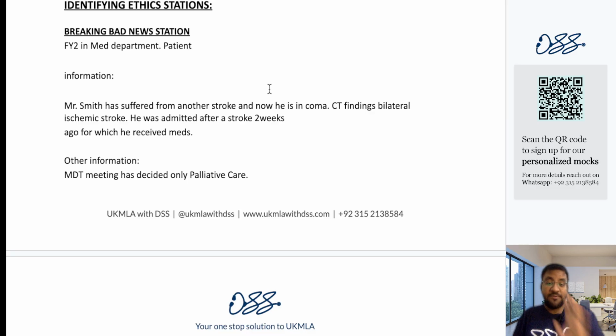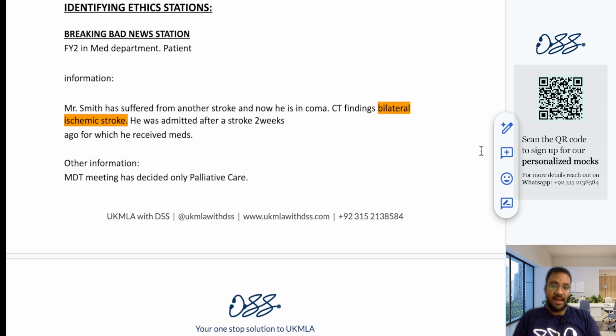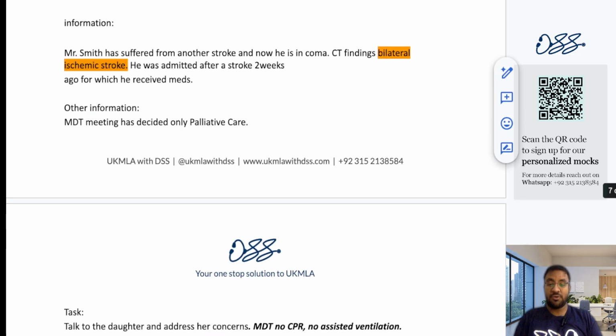The best way of identifying it is that you should remember what the cases are in which you have to break bad news. For example, the bilateral stroke case is a very common case that frequently shows up in the exam, in which you have to break bad news. Other than that, breast cancer, arterial bypass. So you should remember the cases that usually show up in the exam in which you have to break bad news.